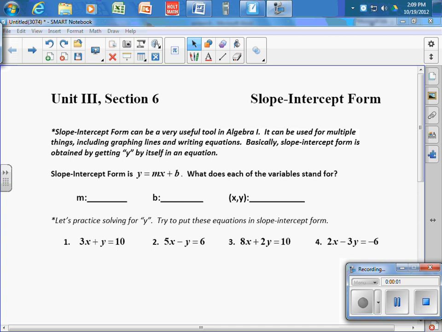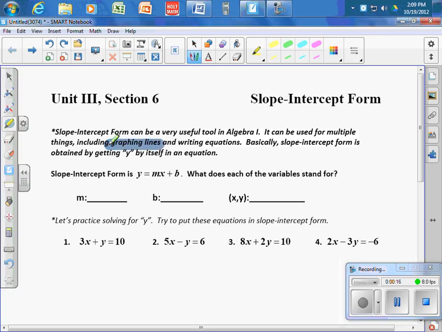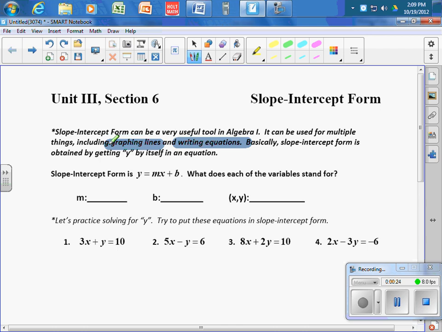This is Mr. Bouchon with Lake Central's Unit 3, Section 6 of Algebra 1, slope-intercept form. Slope-intercept form can be a very useful tool in Algebra 1. It can be used for multiple things, including graphing lines and writing equations. Basically, slope-intercept form is obtained by getting the y by itself. And when we do, we'll end up with the general form of slope-intercept form being y equals mx plus b.